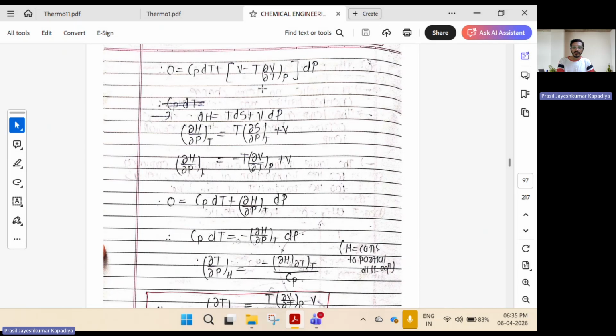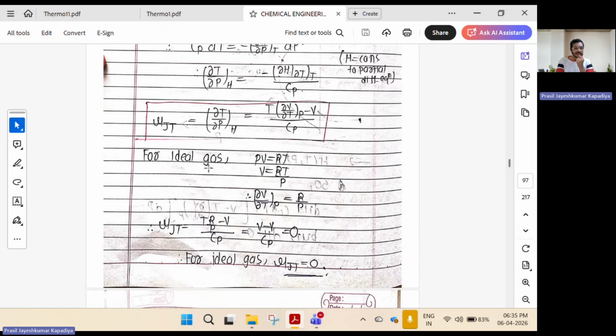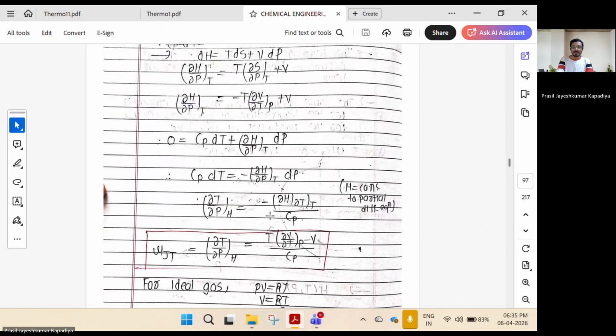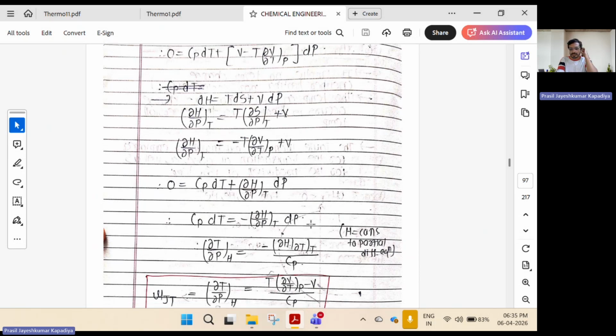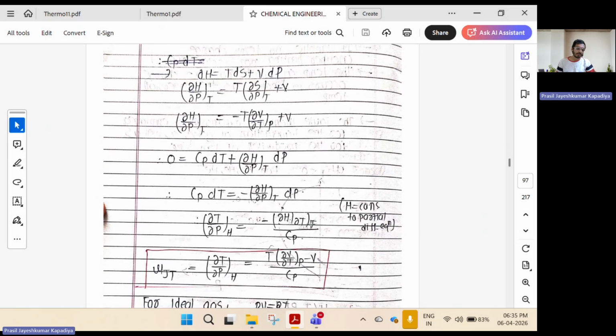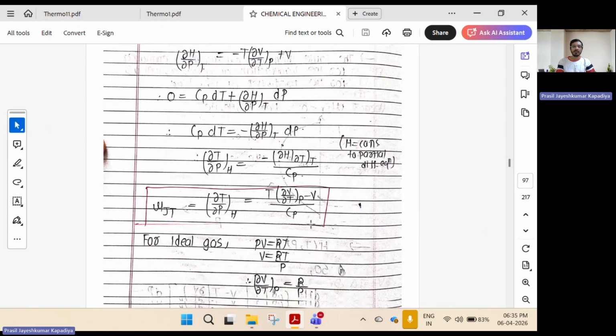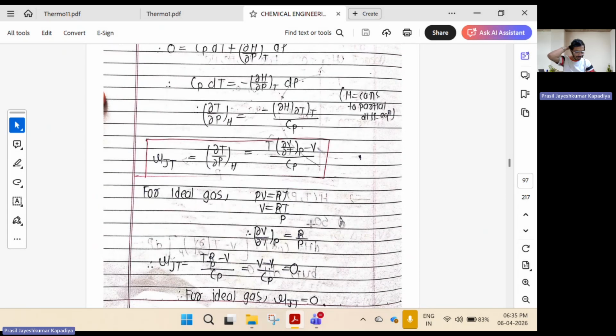So we replaced it in this equation and we get that the Joule-Thomson coefficient is nothing but, it's a mistake, it should be P here. If it is P here, then it is just T into del V del T at constant pressure minus V, divided by Cp. So this is called the Joule-Thomson coefficient.